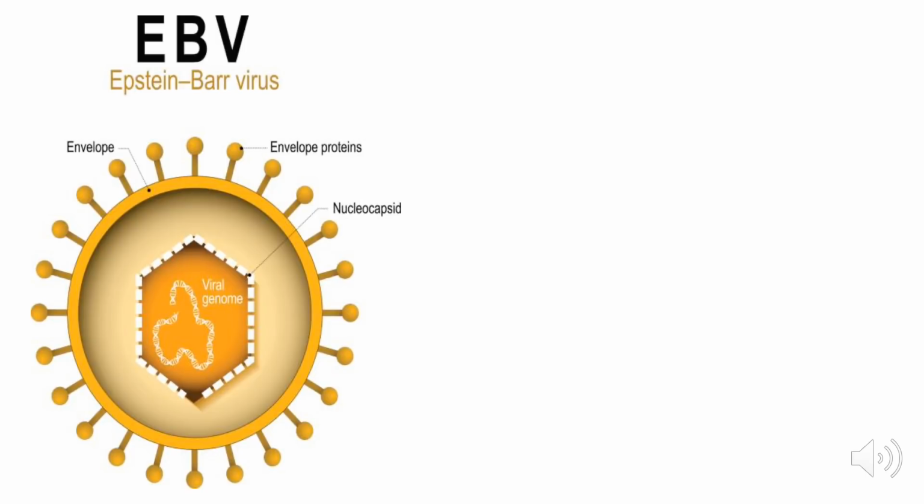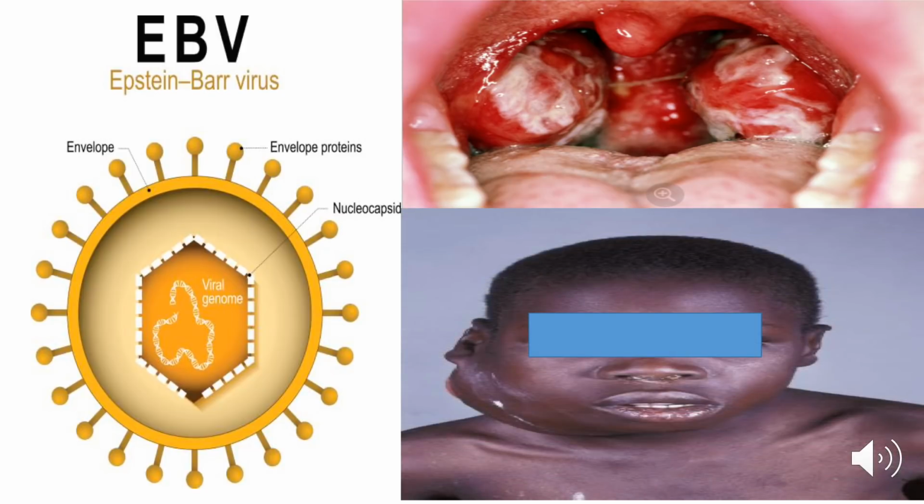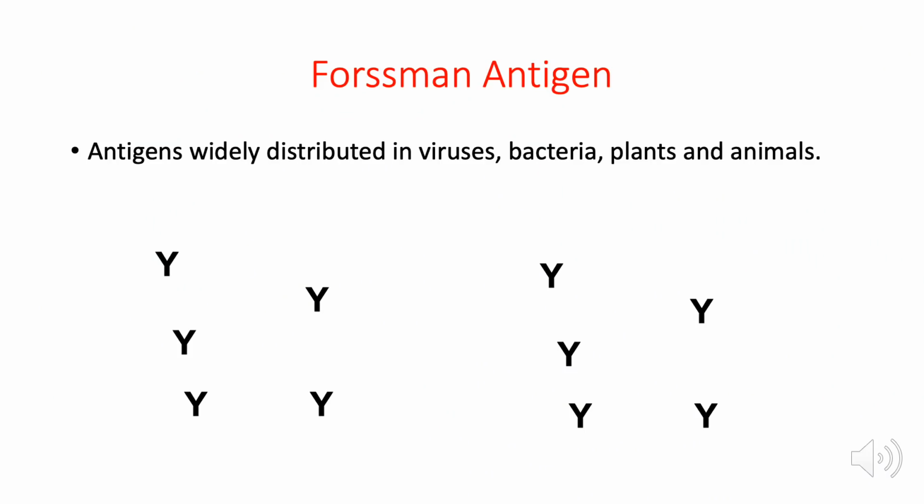I'll give you another example of heterophile antigens. You have here the Epstein-Barr virus, the known causative agent of infectious mononucleosis and Burkitt's lymphoma. The person who develops the infection with Epstein-Barr virus is expected to develop antibodies against the virus. But there is what we call the Forssman antigen. This antigen is shared by different types of viruses, including the Epstein-Barr virus, bacteria, plants, and animals. Meaning, the antibodies produced against Epstein-Barr virus, particularly its Forssman antigen, may also bind to bacteria, plants, and animals.